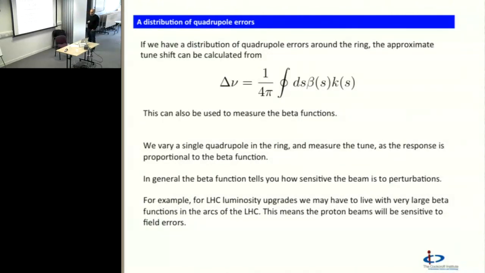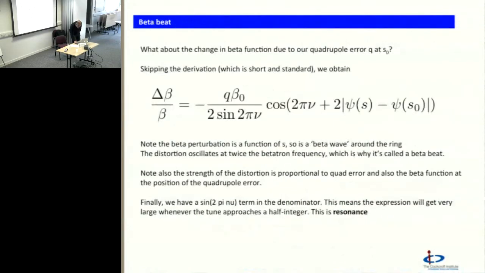So in general, a beta function tells us how sensitive we are to perturbations. For example, in the LHC we have large beta functions in the ring, bigger than in the upgraded machine, so we're much more sensitive to field errors. And what's next? Beta beat. Two more slides, and then I can start a whole new section in 3 weeks' time.